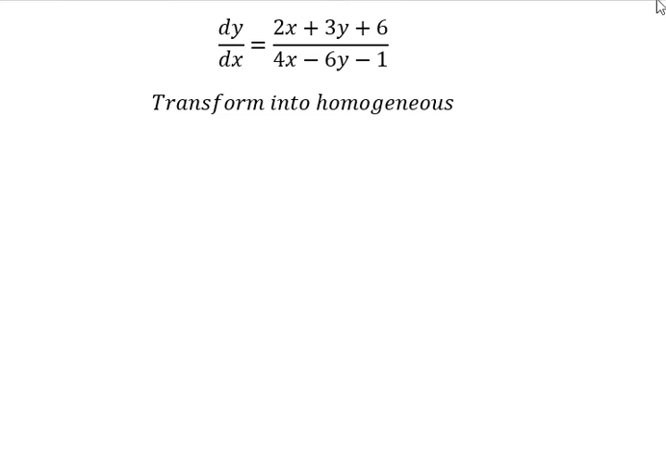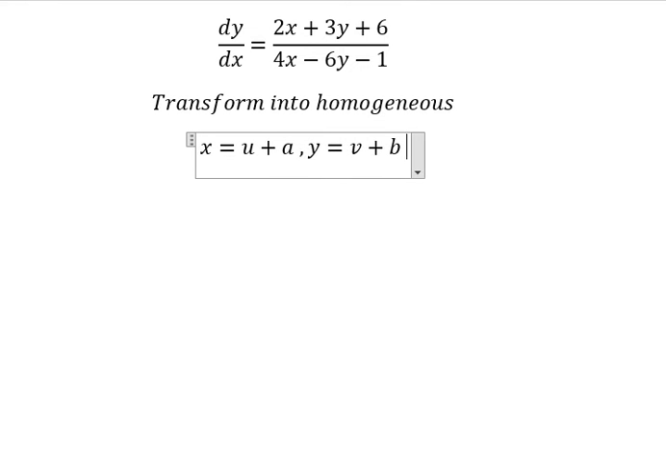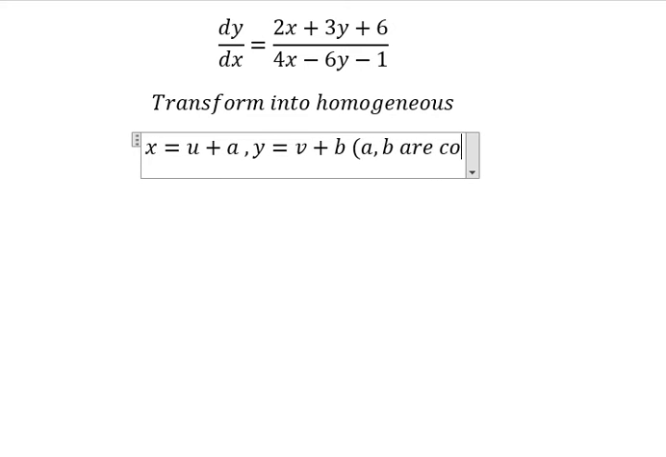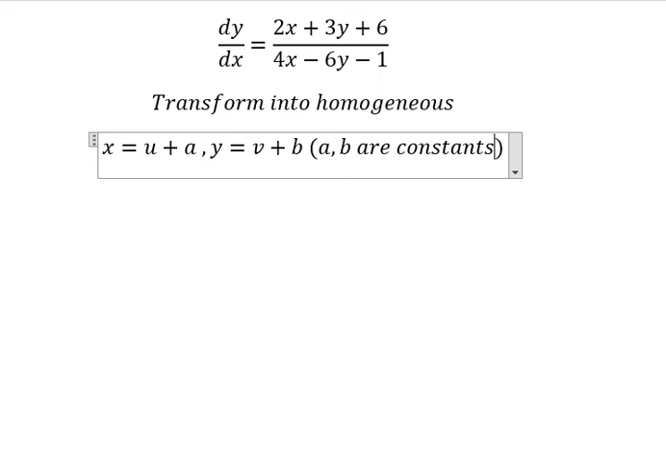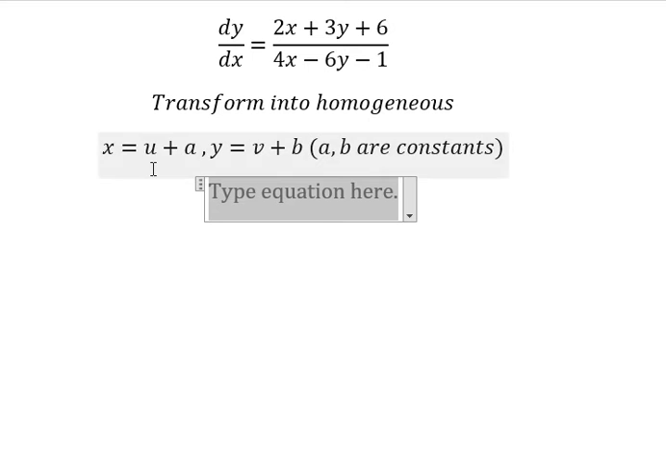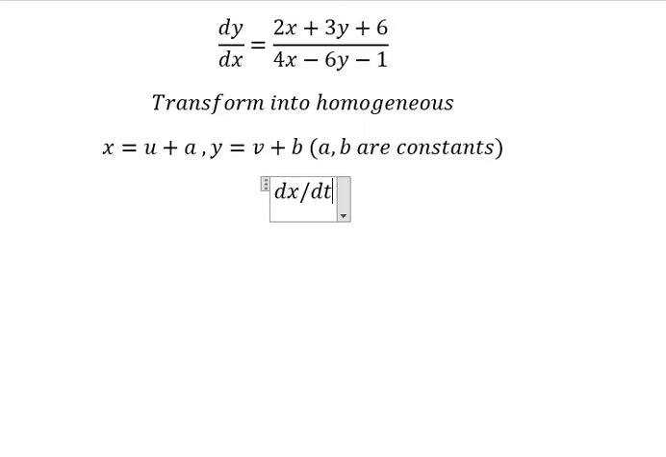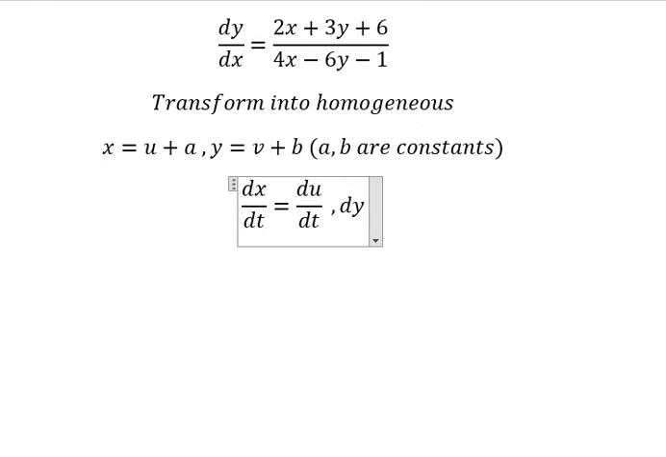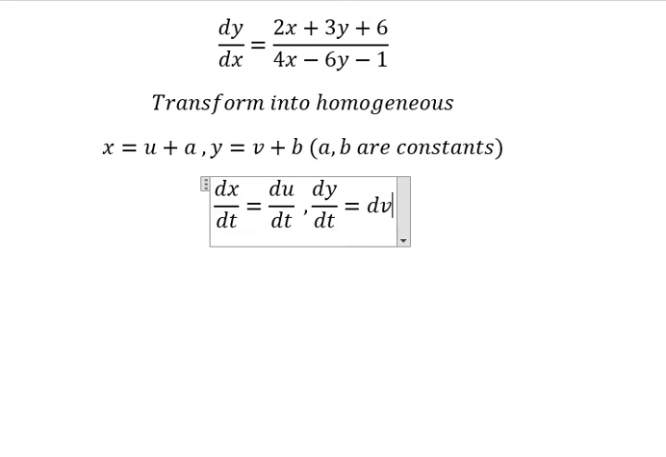So I will put s equals u plus a and y equals v plus b. And we know that a and b are constants. So the next thing we need to do is first the derivative for both sides. So this one we have ds over dt equals du over dt. For this one we have dy over dt equals dv over dt.